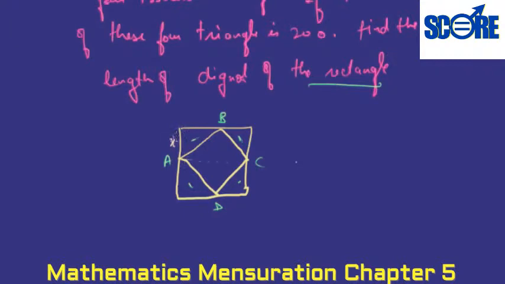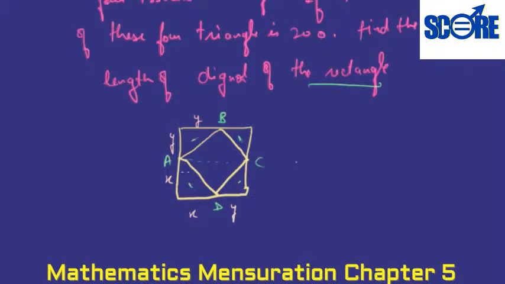Let this length be x. This is an isosceles triangle, therefore the length of this side and the length of this side would be the same. Let's assume this length be y. Now the total length of this side of the square becomes x plus y. Therefore this length should be x plus y, and this length has to be y. Right? Understood? This is a square, so all the lengths should be the same.